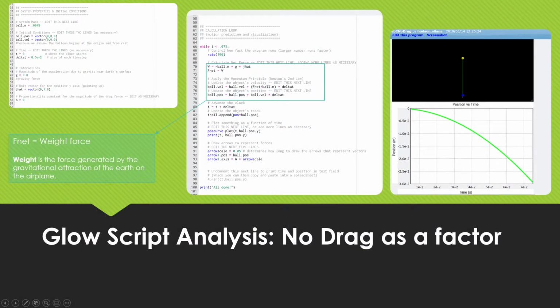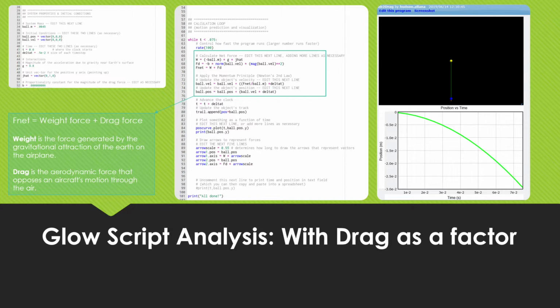So for the GlowScript analysis, we'll begin with no drag as a factor. As you can see, the initial values were all created, the ball beginning at rest and at the origin, so the position and velocity being 0, as well as gravity being 9.8 and j hat being 0, 1, 0. As you can see in the turquoise box, we began with solving for the net force equaling the weight force. The weight force in this case was negative ball mass times g times j hat, and we use this to update the ball dot velocity and ball dot position. The graph and the picture of what happened in this computational model is on the far right.